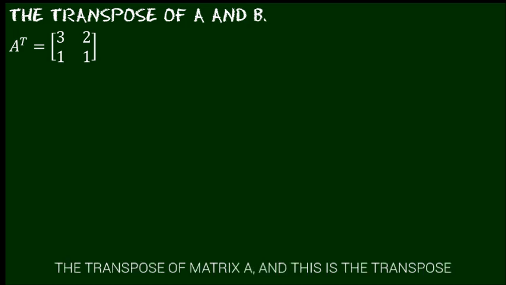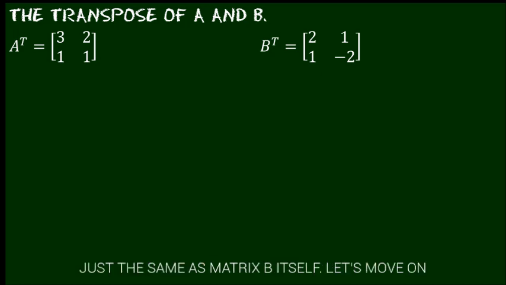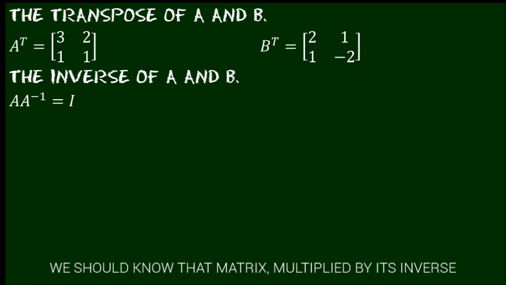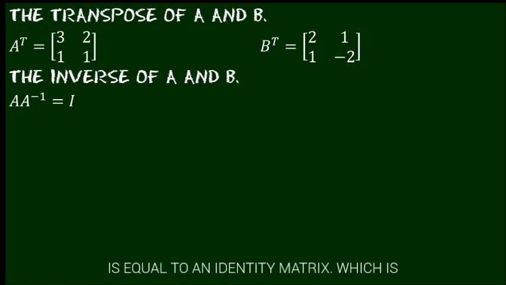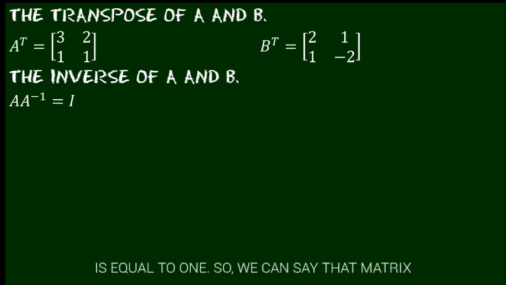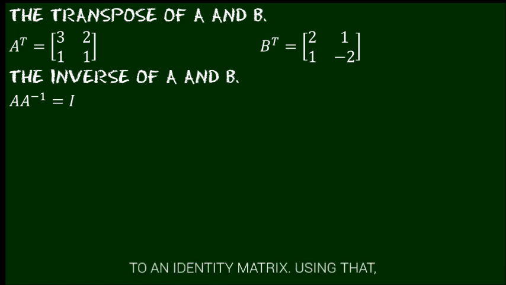This is the transpose of matrix A, and this is the transpose of matrix B, which as you can see is just the same as matrix B itself. Let's move on to the inverse of A and B. First, we should know that a matrix multiplied by its inverse is equal to an identity matrix, which is similar to how a fraction multiplied by its reciprocal is equal to 1. So we can say that matrix A times the inverse of matrix A is equal to an identity matrix.